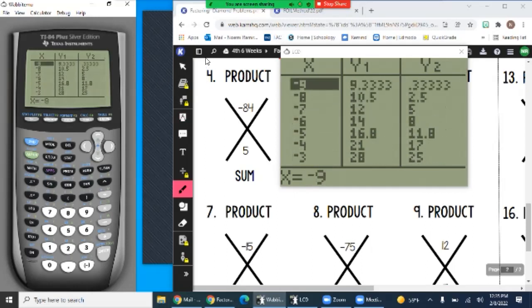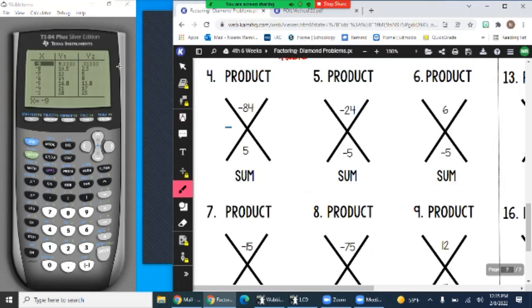Here's my positive 5. So the numbers are negative 7 and 12. Negative 7 times 12 is negative 84. Negative 7 plus 12 is 5.